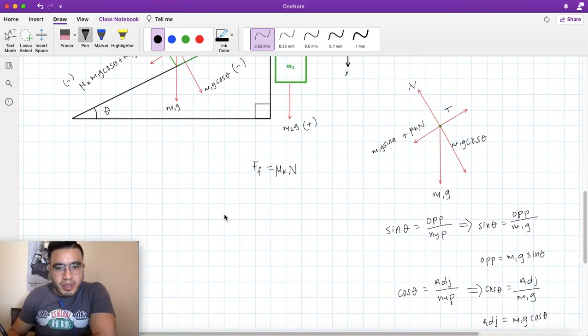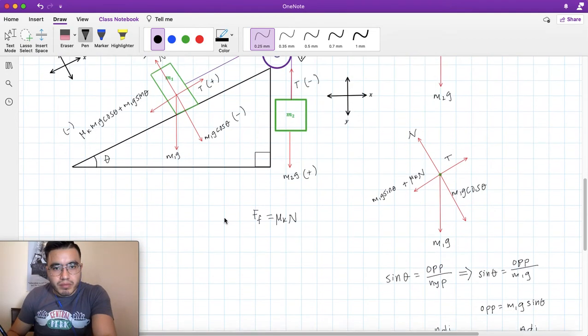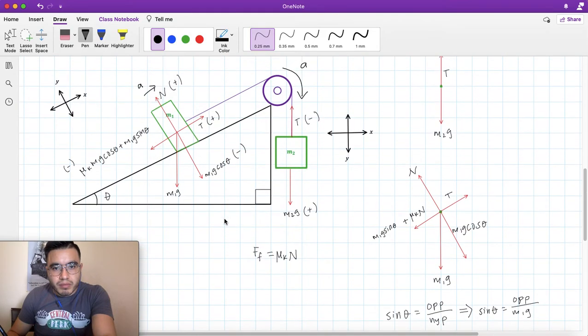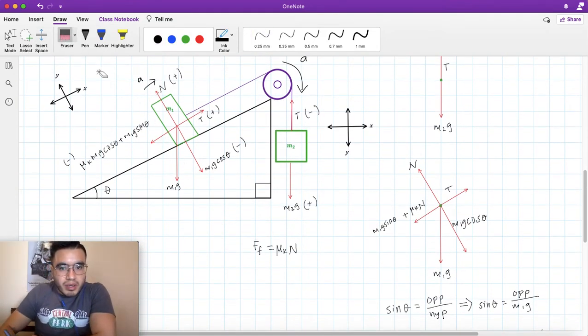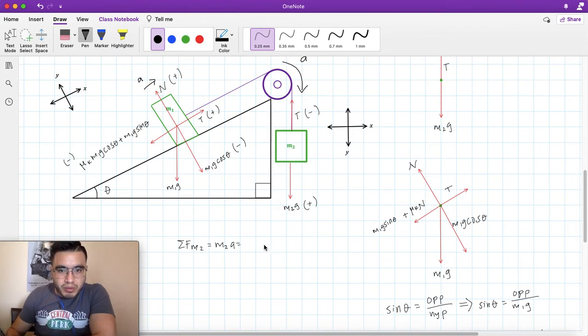Let's start with mass 2. Since we don't have a lot going on, just the y direction. So the sum of the forces acting on mass 2, since there's motion, will be equal to mass 2 times an acceleration, which is equal to, this one's positive, so m2g minus the tension. There you go, that's it.